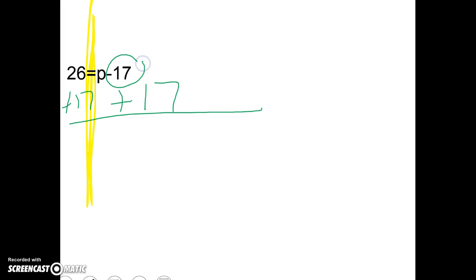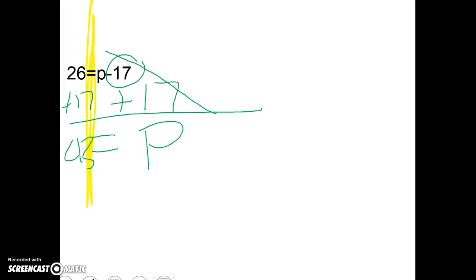Okay. So what is the opposite of subtracting 17? The opposite, or inverse, is adding 17. So I'm going to add 17 to this side, and I'm going to add 17 to this side. And so this subtracting 17 and adding 17, they zero pair out. All you're left with is p. Bring down your equal sign. 26 plus 17 is 43.